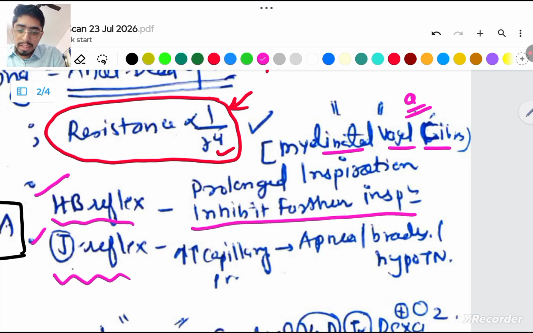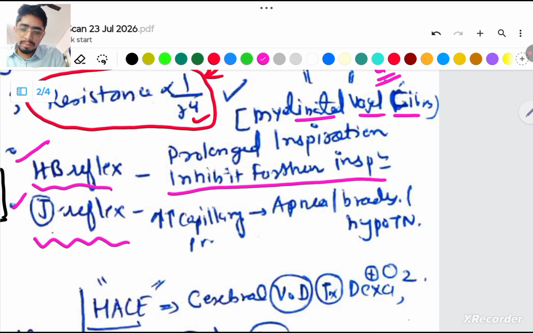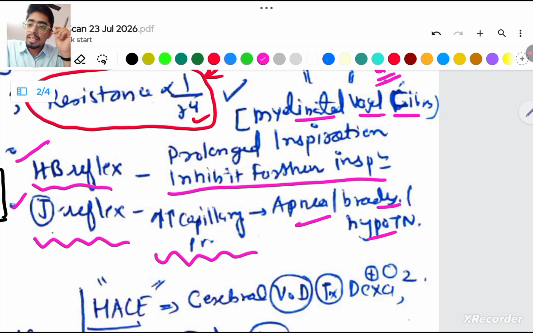Let's talk about the J reflex. J reflex is nothing but, whenever there is an increase in the capillary pressure, three things happen. There is apnea, there is bradycardia, and there is hypotension. Okay, so J reflex is whenever there is an increase in the capillary pressure, there is apnea, bradycardia, and hypotension.